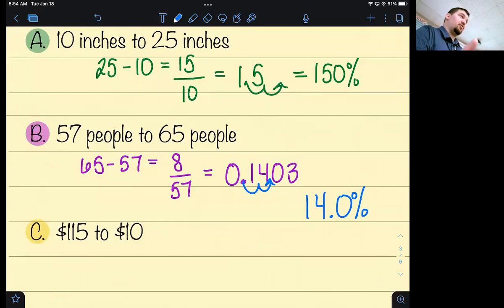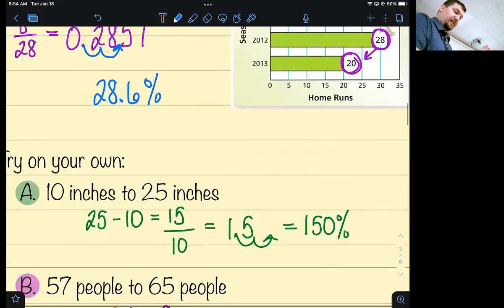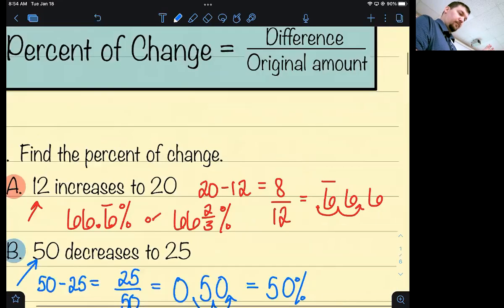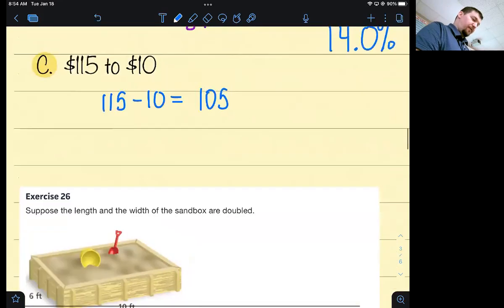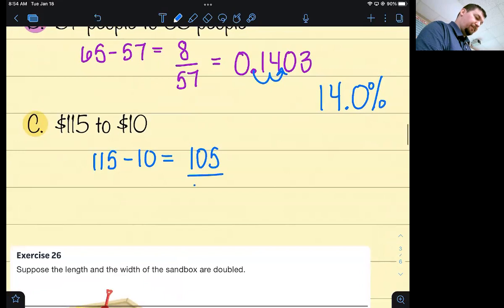If you go from $115 to $10, you made a big purchase. I'm assuming this is how much you have in your piggy bank, right? How much was the purchase for? $105. Yeah, your bank account went down $105. So we put the difference on top. Remember, it's difference over original. The original amount was the 115. That's going to go on the bottom.